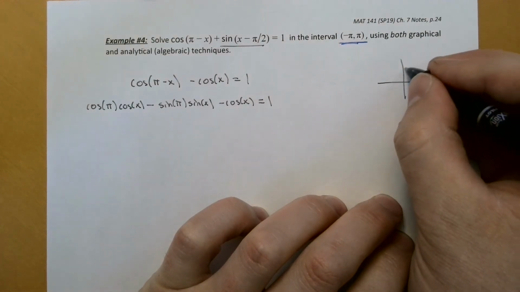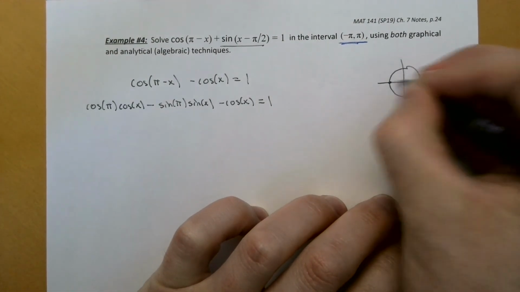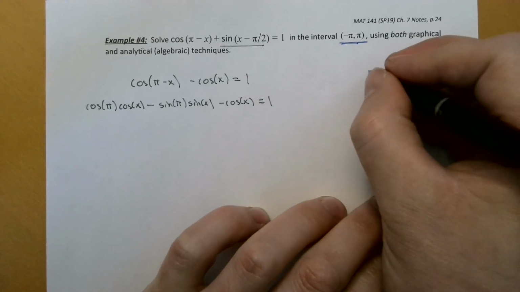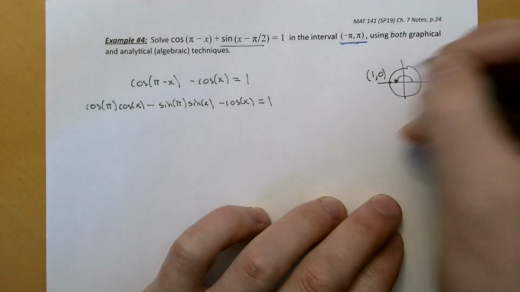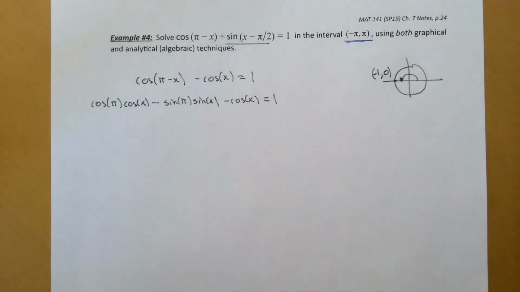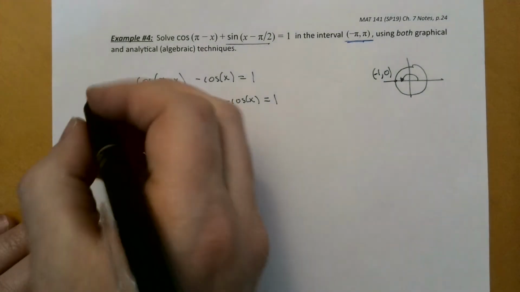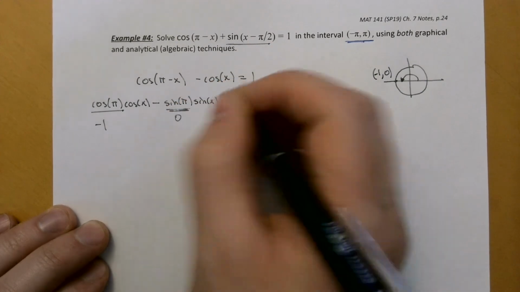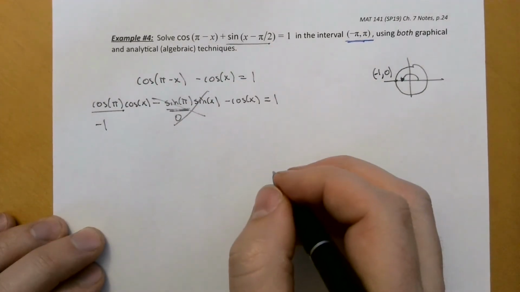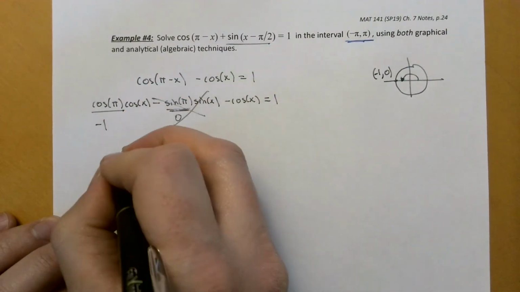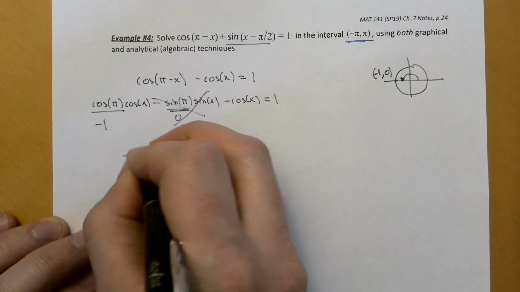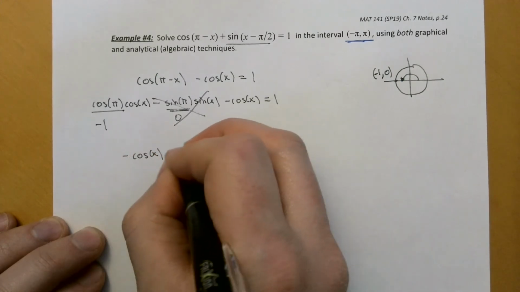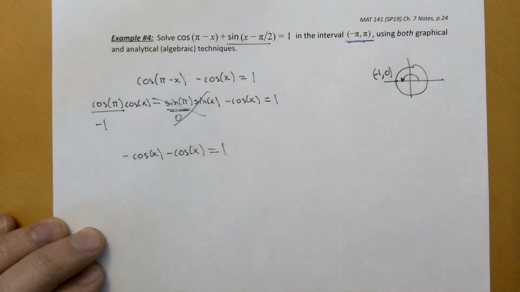Well, let's grab our unit circle real quick. Let's take a look at this being pi as a radian measure. The x value is -1, and the y value is 0. So this is -1, and this is 0. Well, 0 times anything means that's all gone. And then -1 times cosine means we get negative cosine x minus cosine x equals 1.